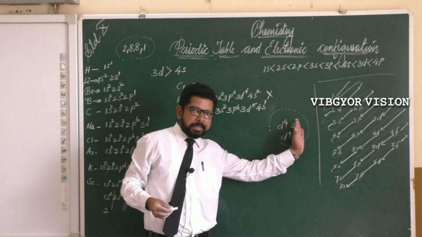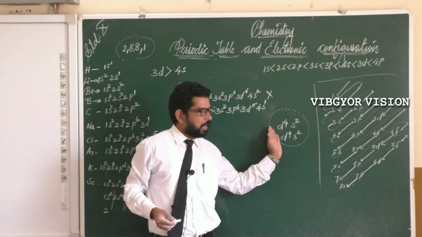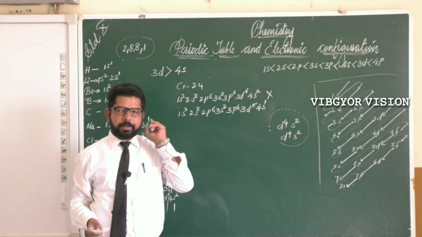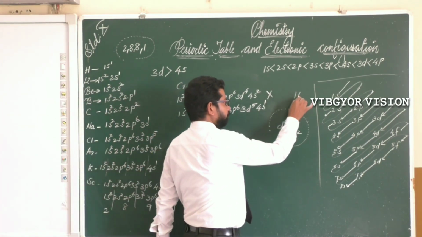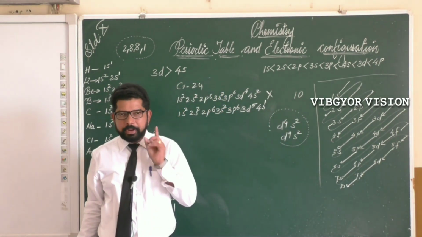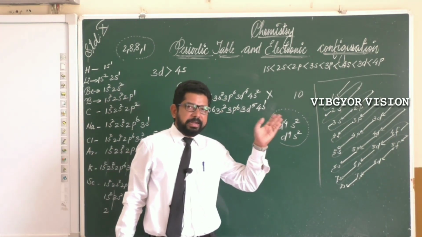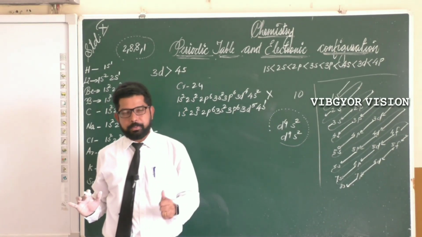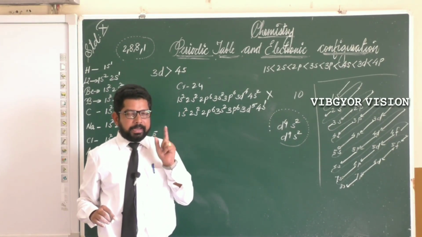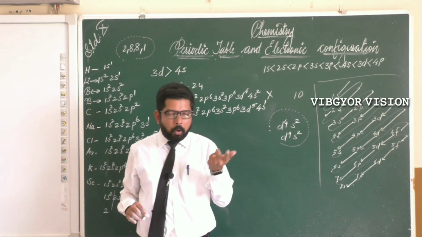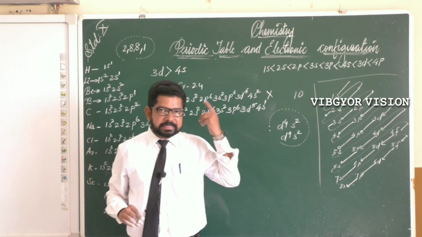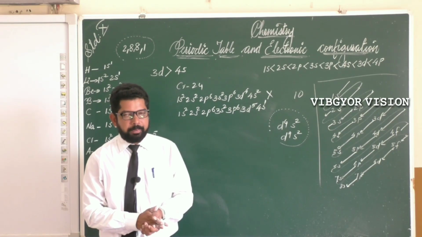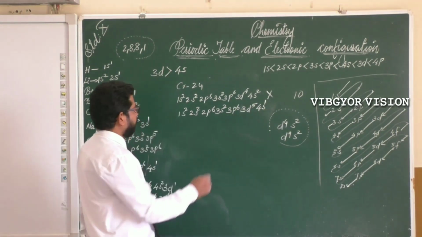See that, if the configuration is either d4s2 or d9s2, in these cases the electron from the s shell will be shifted to the d shell. The reason is that the maximum capacity of the d shell is 10. The maximum number of electrons that can be accommodated in the d shell is 10. So if the d shell is completely filled or half filled, then it will be highly stable. That means if it contains 10 electrons or 5 electrons in the d shell, then it will be highly stable. This is the electronic configuration of chromium.